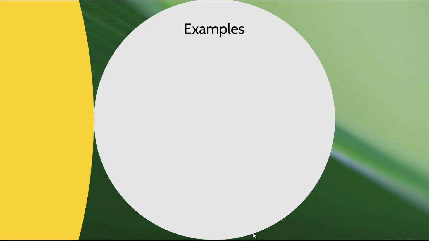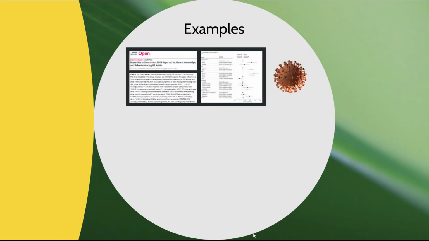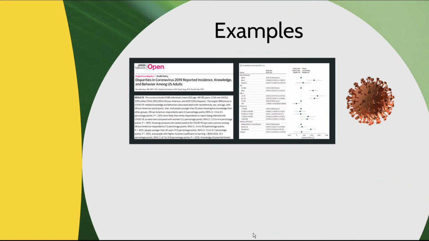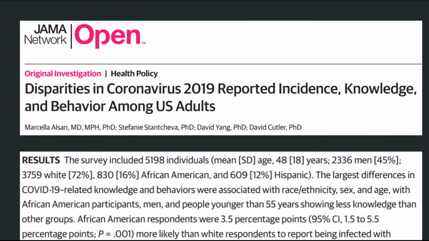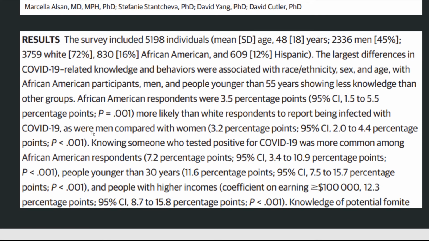0.166. So let's have a look and see some examples of confidence intervals you might find in academic papers and the like. This one is coronavirus related, and in fact, this paper came out just last week. Disparities in coronavirus reported incidence, knowledge, and behavior among US adults by Olson et al. And you might find in the results things that look a bit like this.